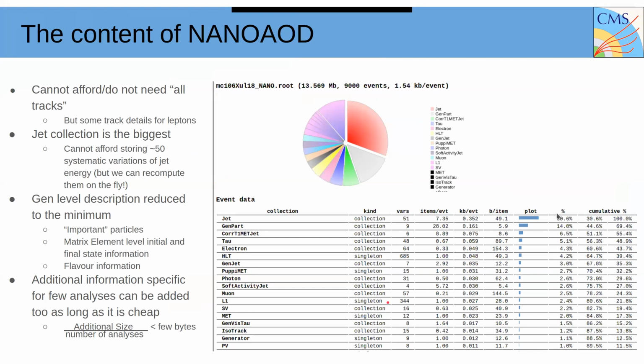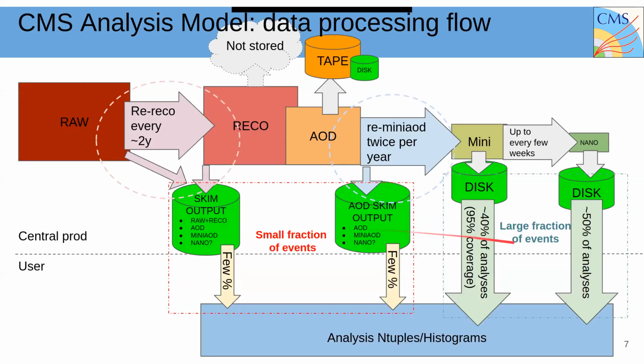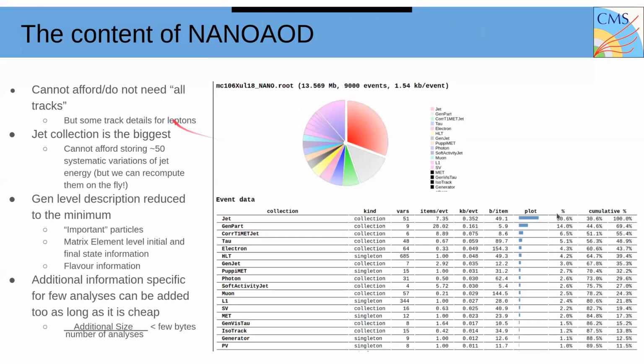Now, regarding the content of the NanoAOD, clearly there are things that we cannot afford to store. For example, we cannot afford to store all the tracks that we have in the detector in this budget. And in fact, this is not even needed, in the sense that most of our analyses, beside a few that are really in these categories here, do not need at all to look at the details of every single track. They may need details of the tracks for a few objects like the leptons that are more interesting at the LHC, but then it is not hard to store more details for just a few of those objects.